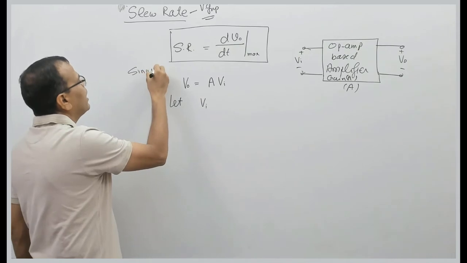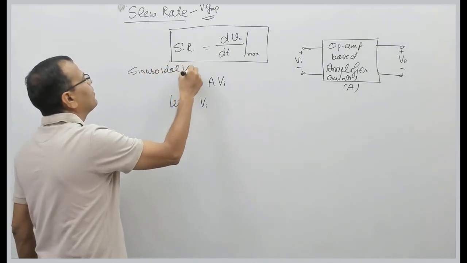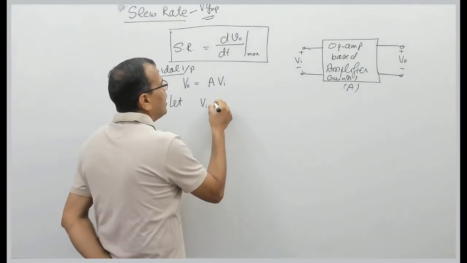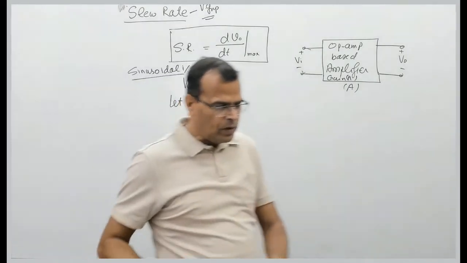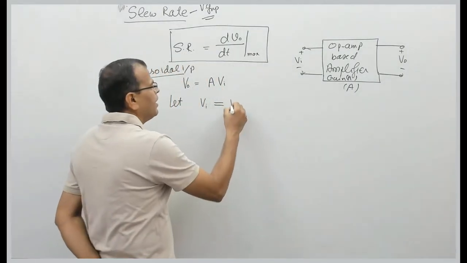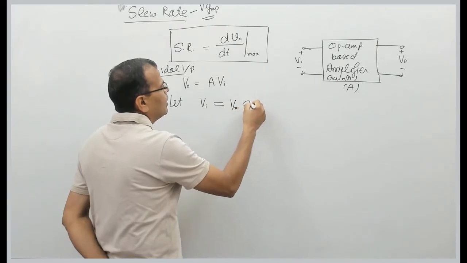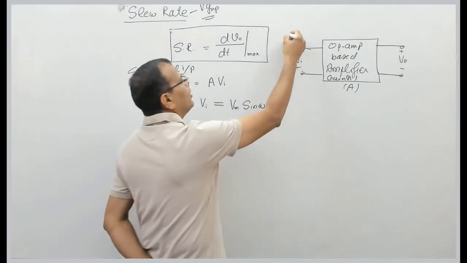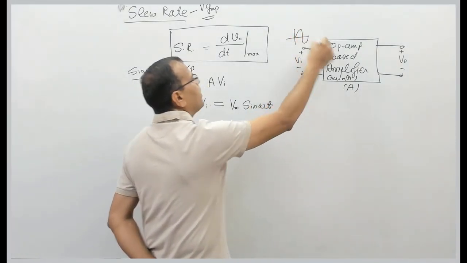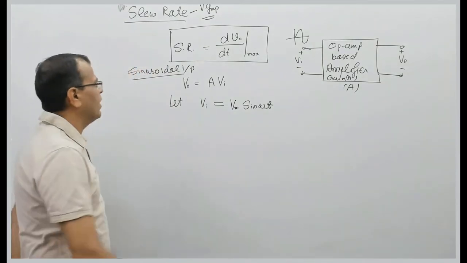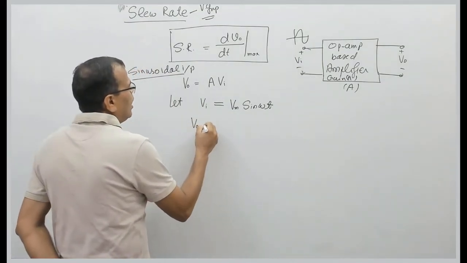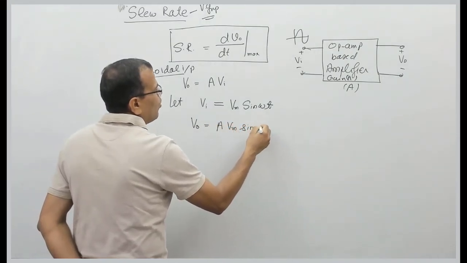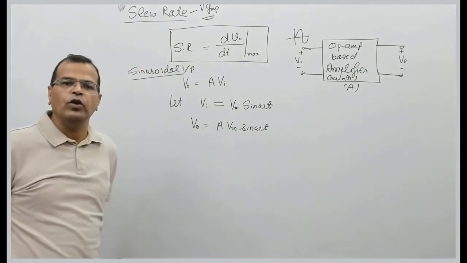Now, of course, a special case: I am considering a sinusoidal input. So we assume that Vi is equal to Vm sine omega t, where Vm is the amplitude of the input. So we have a sinusoidal input signal here. I apply the sinusoidal input to the amplifier. In that case, what will be the output? The output will be A into Vm sine omega t. That will be the output of the amplifier.